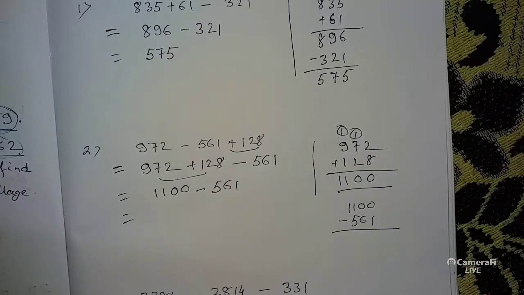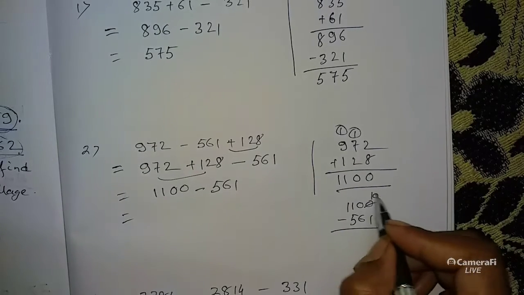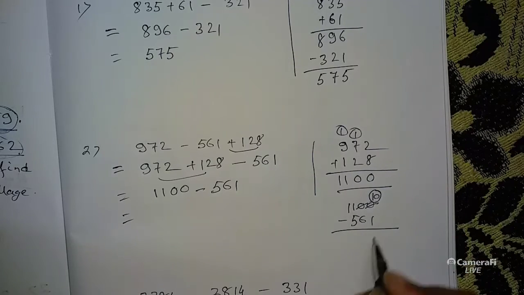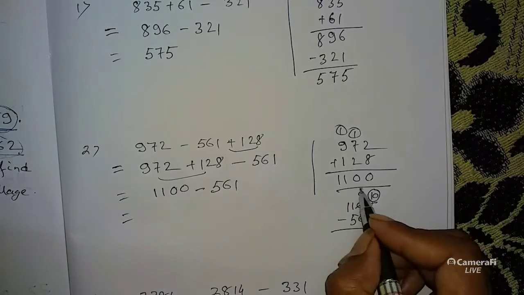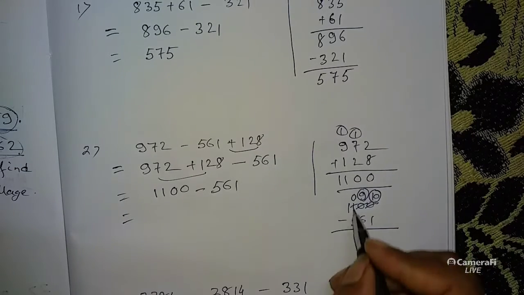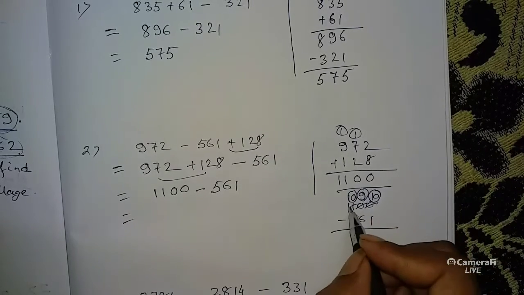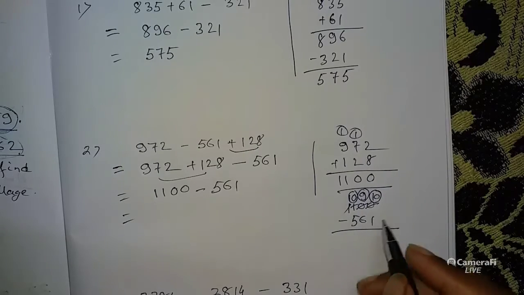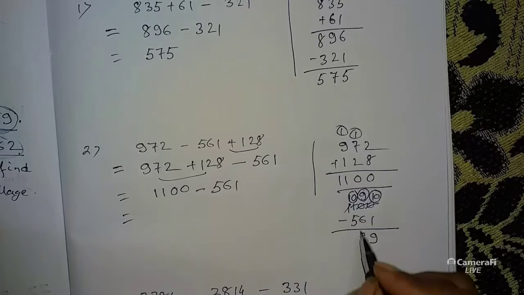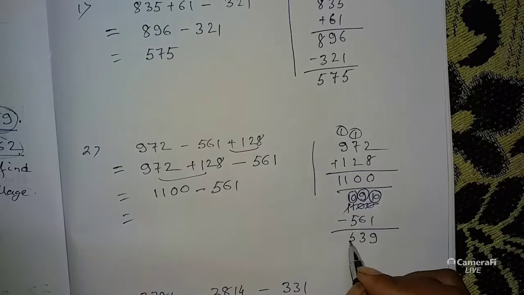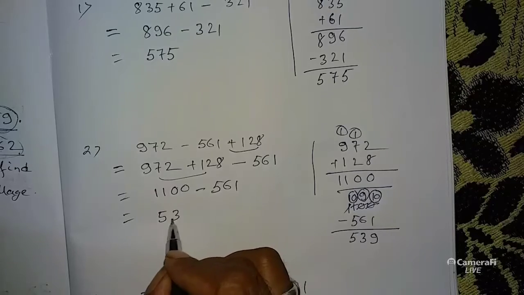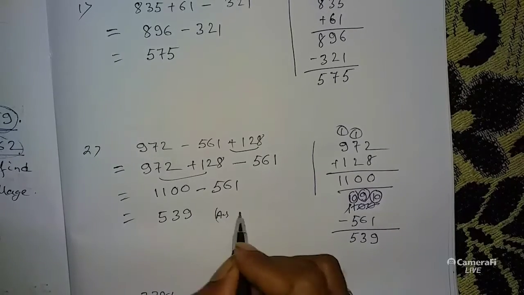561 subtract. Consider 0 as 10. Here also consider 10, but 1 borrowing, so it becomes 9. Borrowing 1 from here, it becomes 0, but consider it as a 10, borrowing 1 from here. So 10 minus 1 is 9, 9 minus 6 is 3, 10 minus 5 is 5. 539. This becomes the answer. Okay.